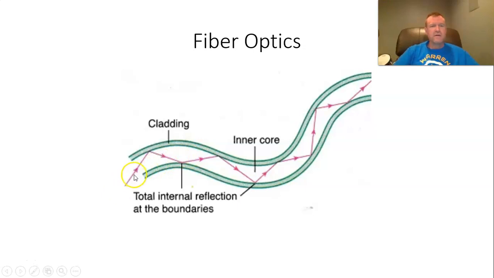So the idea is the light comes in, and because these fibers are so thin, when it hits the wall here, ideally it's going to be greater than the critical angle, and you get total internal reflection. And it keeps doing that as it travels the length of the wire. So one advantage is it's fast. It's the speed of light.